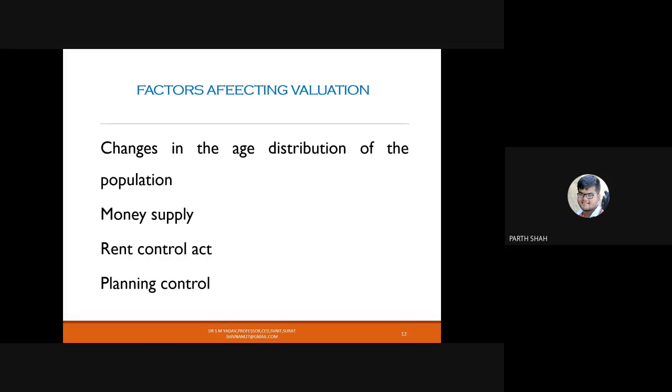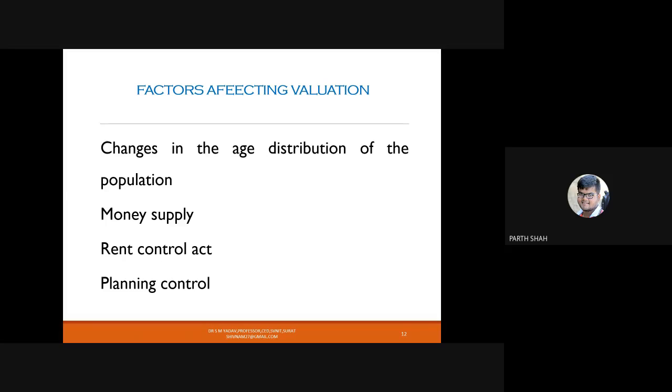The changes in the age distribution of the population: sometimes it happens that in a particular area where retired people settle, suddenly you find that the society is developed with aged people. So with change in the age distribution of the population, the valuation of that particular area or that particular property may increase or decrease. Similarly, money supply.